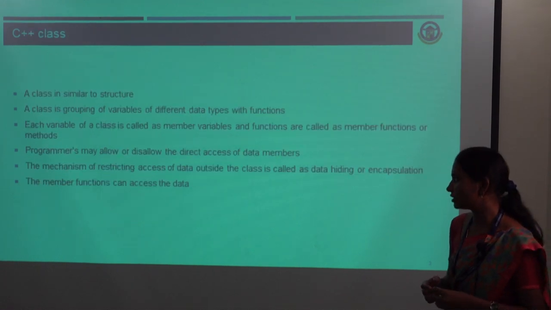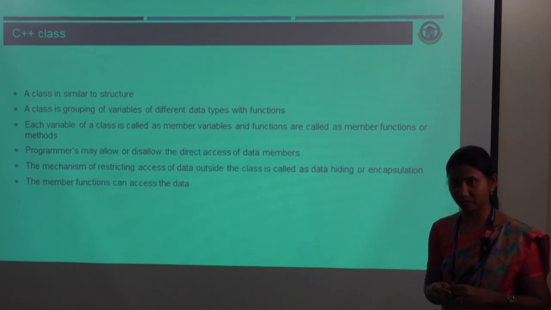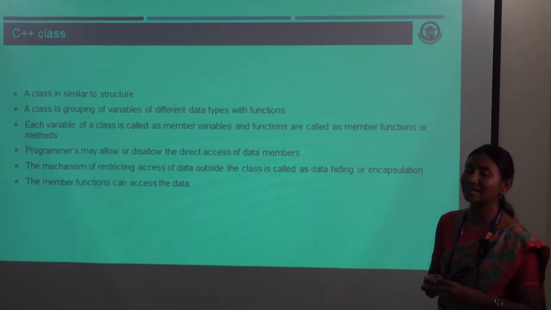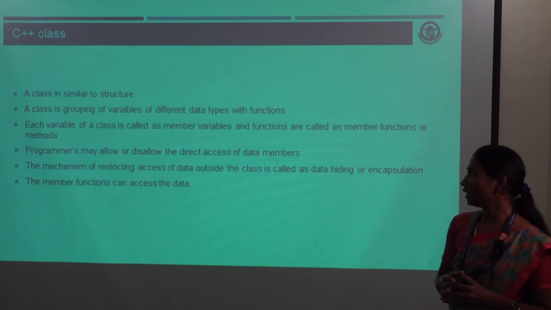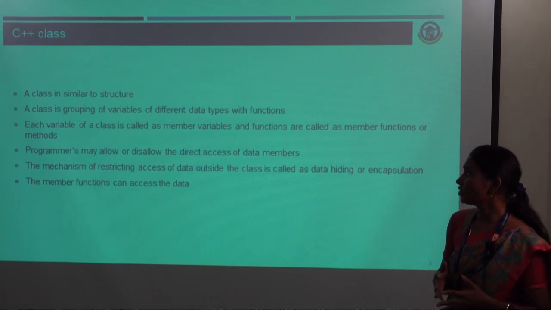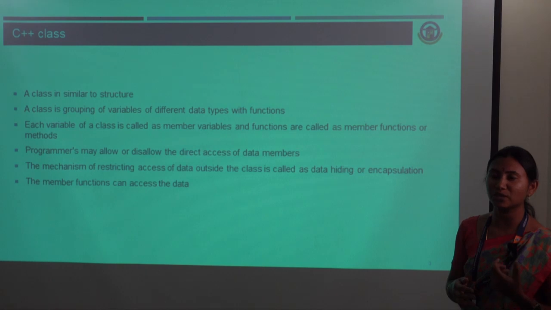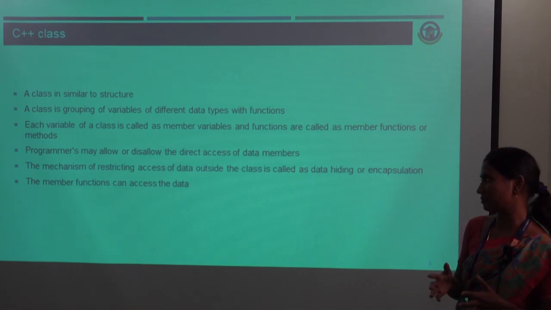Next we will see about the C++ class. The class is similar to a structure. We know that the class is very similar to a structure. Class is nothing but a grouping of variables of different data types and functions. Each variable of a class is called a member variable, and each function is called a member function in the C++ concept.